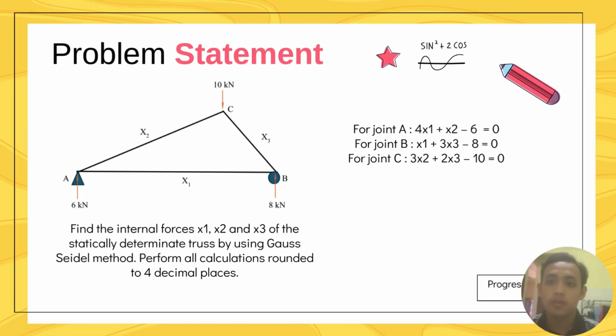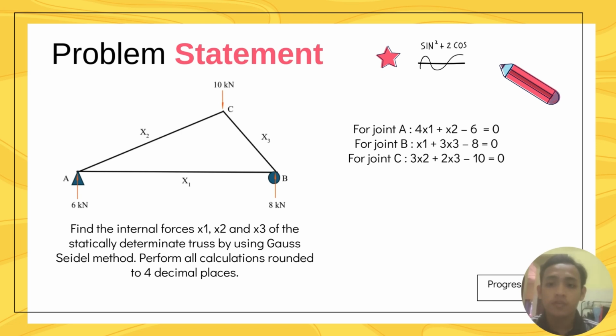Okay, the next one is the problem statement. The problem statement is we have a truss which consists of three members AB, BC and AC. Then for the joints we use three equations, which are: for joint A, 4x1 plus x2 minus 6 equal to 0. For joint B, x1 plus 3x3 minus 8 equal to 0. For joint C, 3x2 plus 2x3 minus 10 equal to 0.